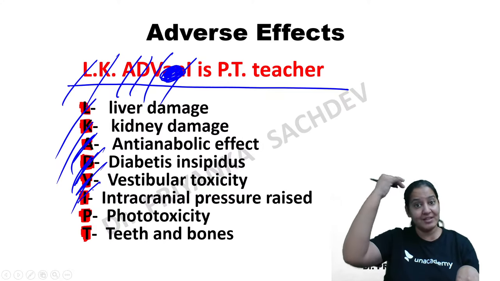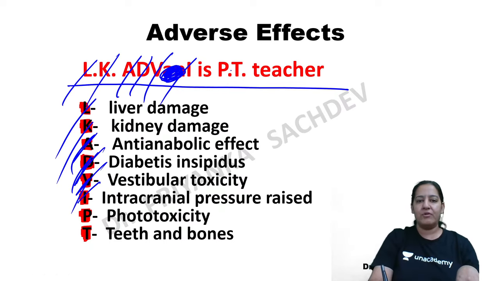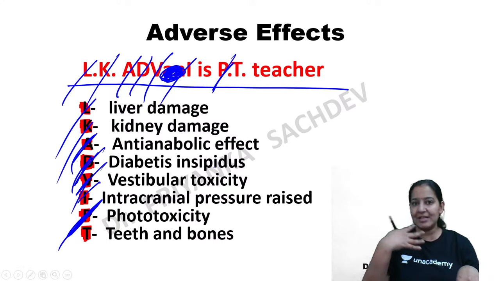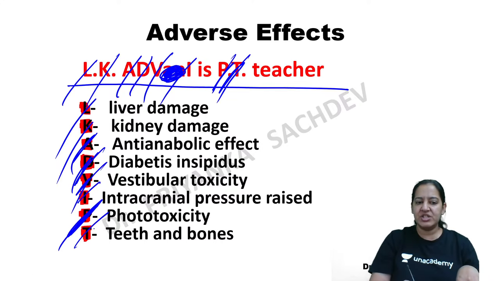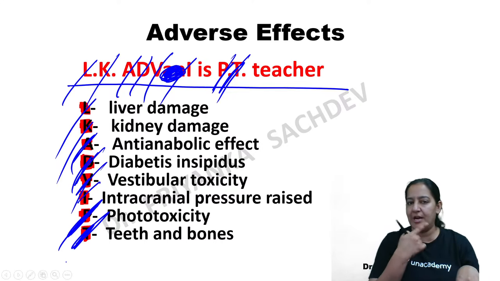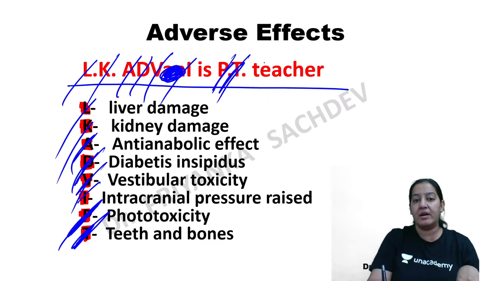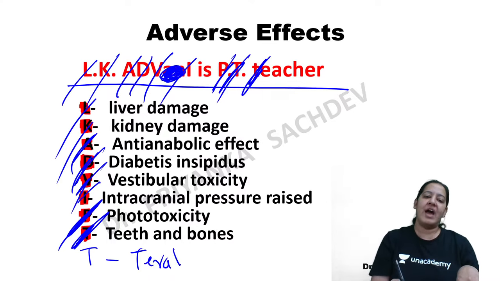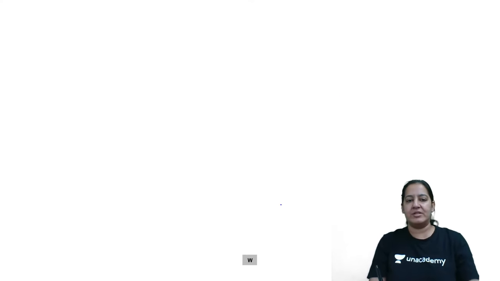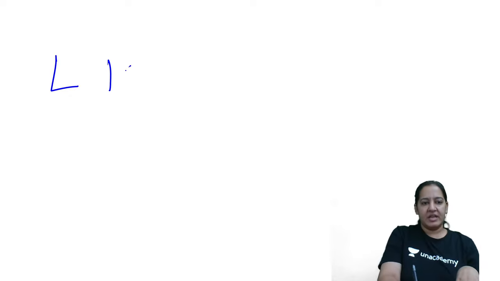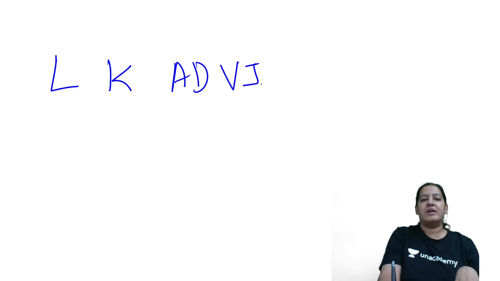I is increased intracranial pressure, the CSF pressure in the brain, which is increased. P is phototoxicity, a skin reaction, sunburn reaction. T is teeth and bone. It forms chelates in the teeth and bone, so teeth discoloration will occur. One more T, add here, I forgot to write: teratogenic. So say the full form first. I will give you the details. LK Advi.